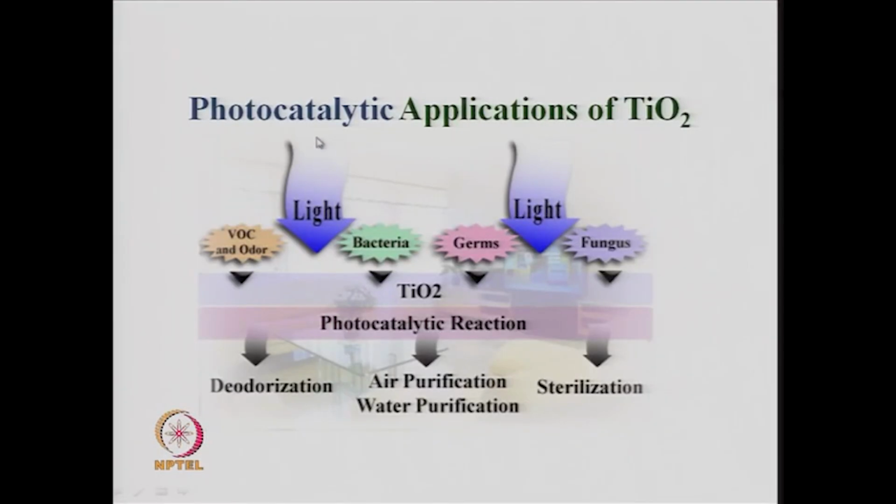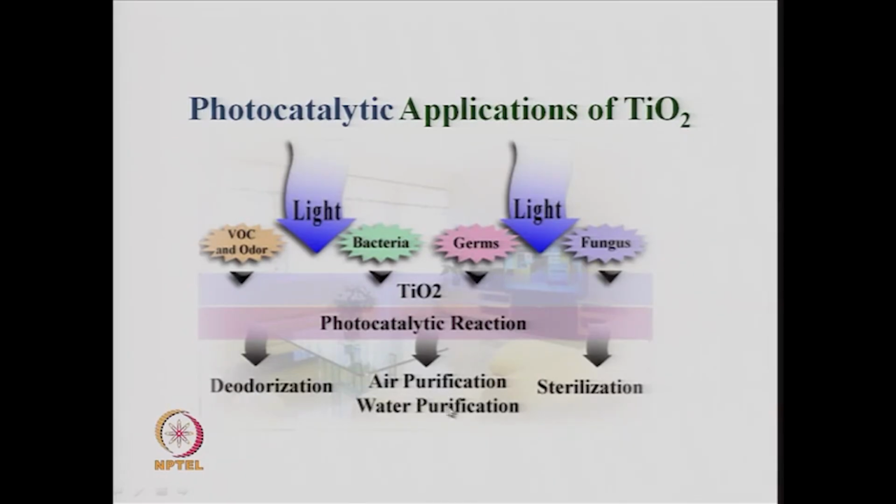So, in the presence of light, titanium dioxide has been used to deodorize surfaces or walls, etcetera, by removing volatile organic compounds. The odor is basically caused by volatile organic compounds in the atmosphere, and those compounds are broken down by the photocatalytic reaction of TiO2, which in the presence of light acts as a photocatalyst.